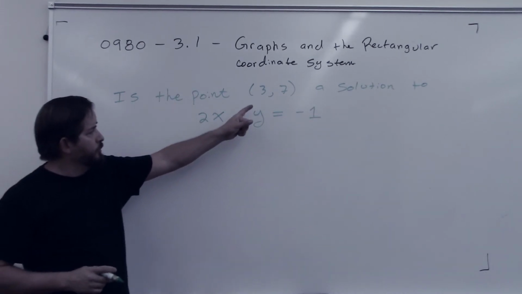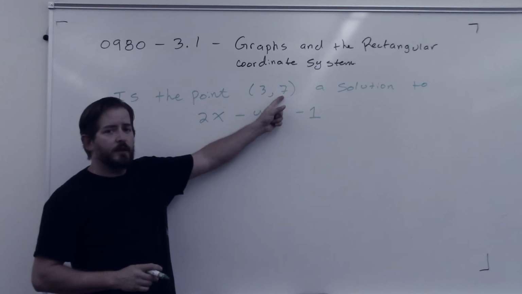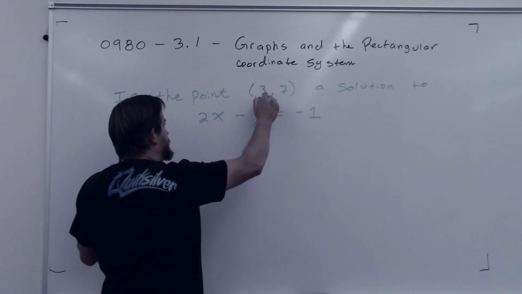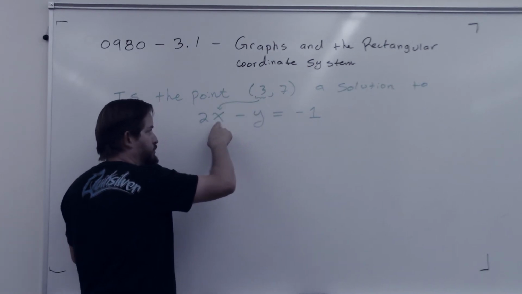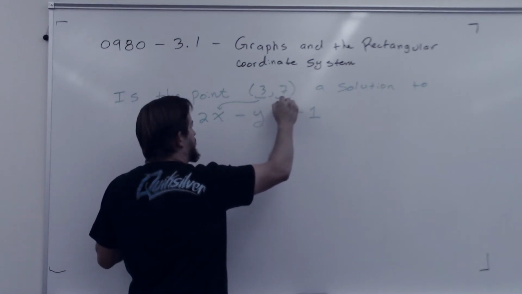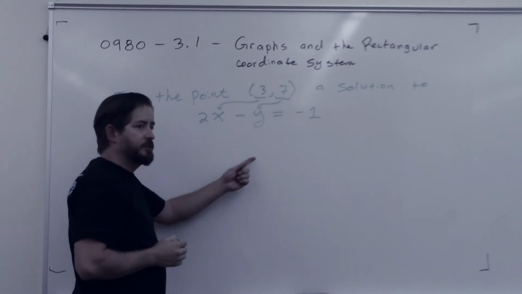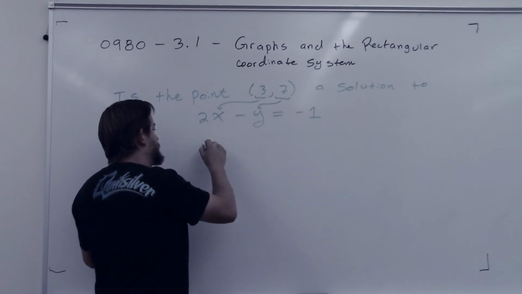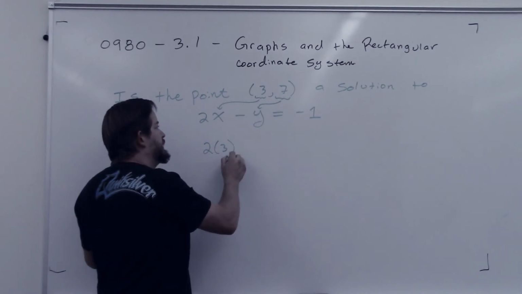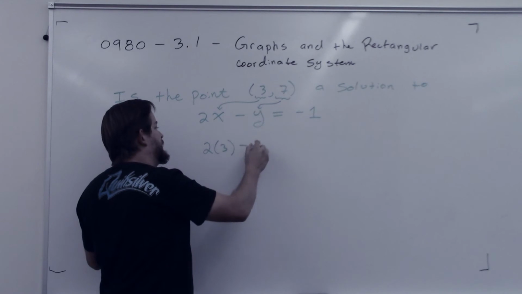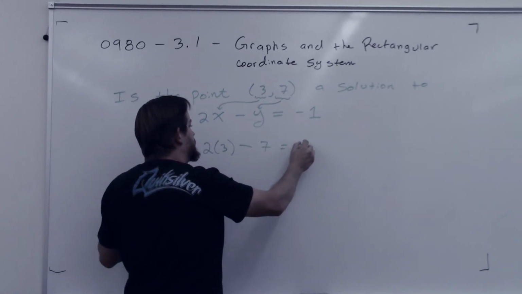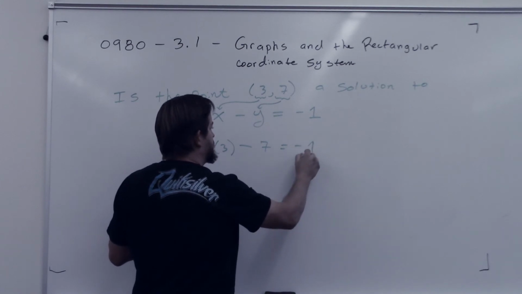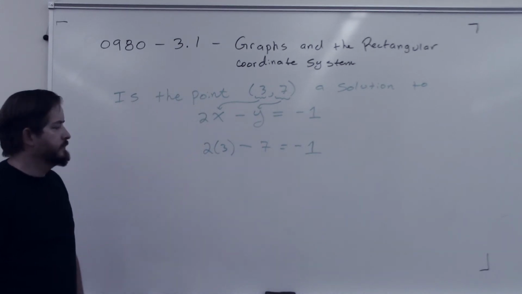And so remember, an ordered pair is always the x value comma the y value. So to see if it's a solution here, I'm going to take my x value and replace the x with it. And I'm going to take the y value and replace the y with it. If it's true, then yes, it's a solution. So 2 times, instead of x, I have 3 that I'm inputting. Minus, instead of y, I'm going to replace that with 7. And is that equal to -1?